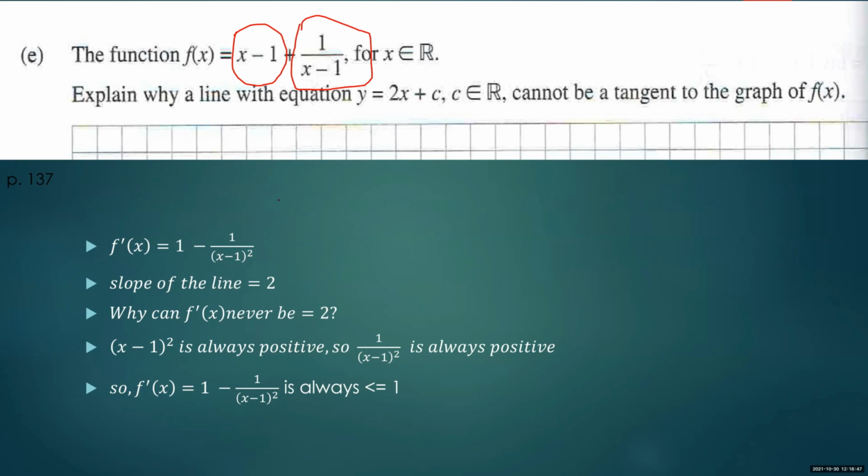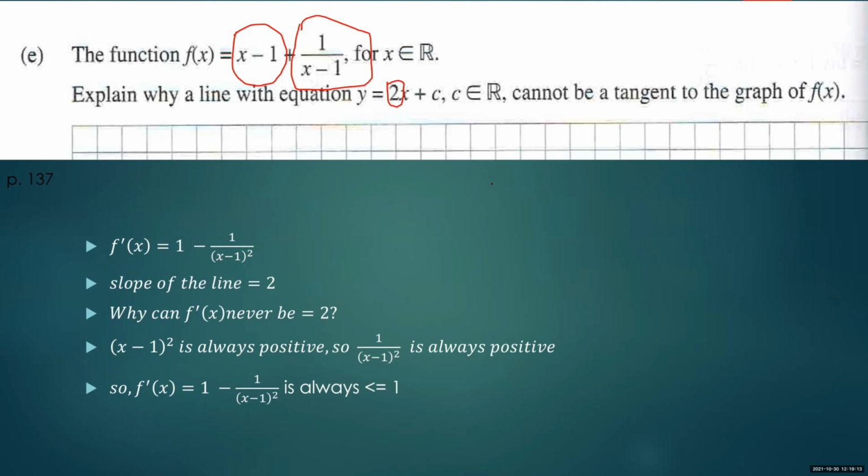And so that is the slope function for the curve. Now we're told the line has the equation y is equal to 2x plus c. So the slope of the line has to be 2, because that's the m in mx. And so the question we have to ask ourselves then is, why can f dash of x never be equal to 2?